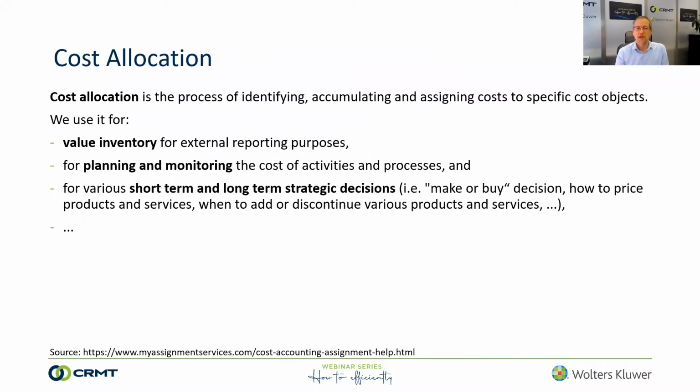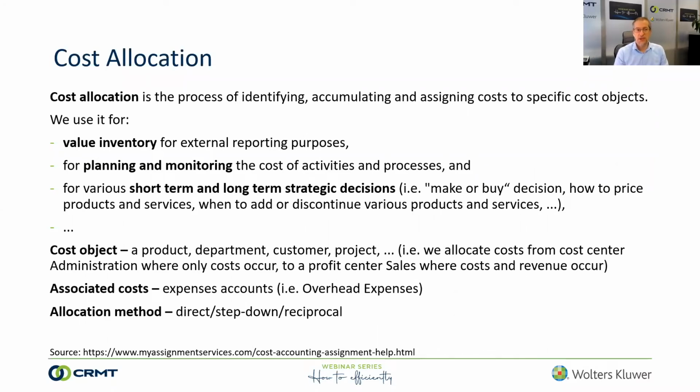Some basics. Cost allocation is a process of identifying, accumulating, and assigning costs to a specific cost object. We use cost allocation, for example, to value our inventory for some external reporting purposes, or to monitor and plan costs of activities and processes, or for various short or long-term strategic decisions. For example, make or buy decision, how to properly price your products and services, when to add or discontinue certain products and services, etc.